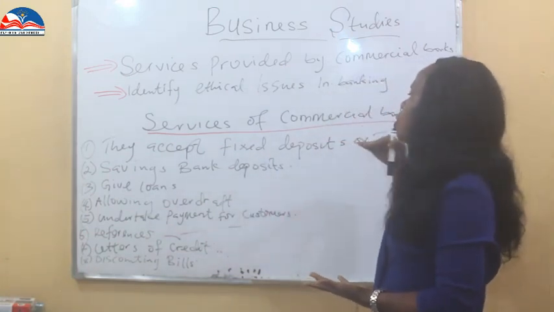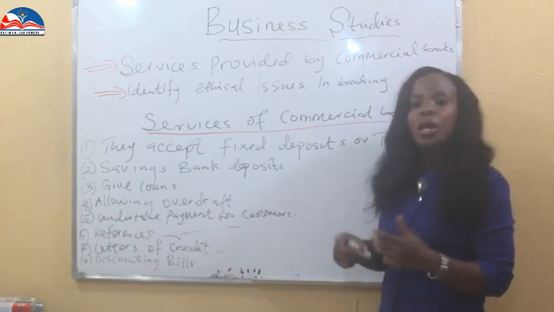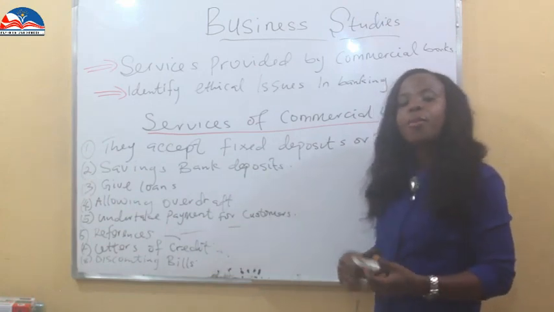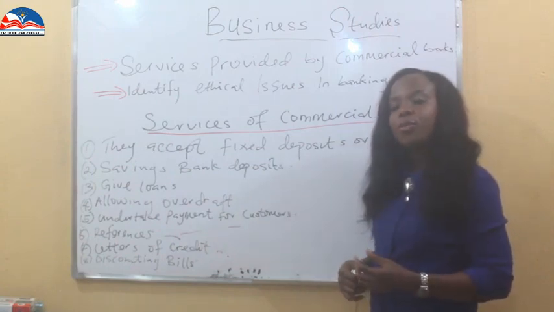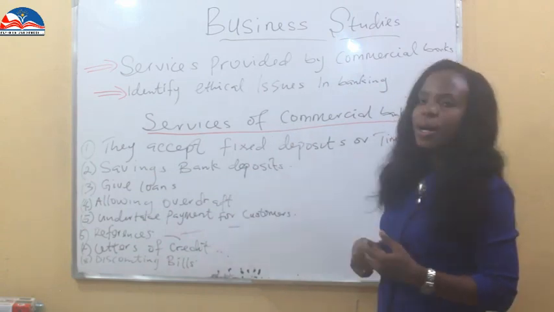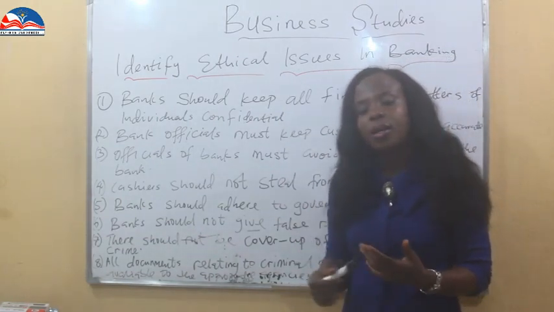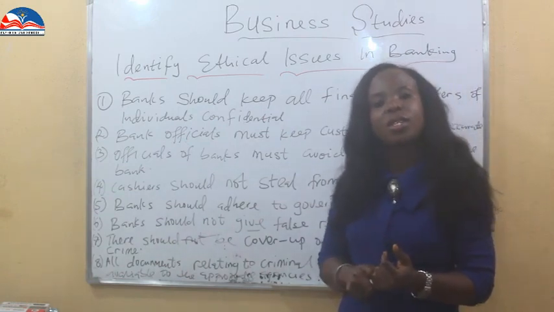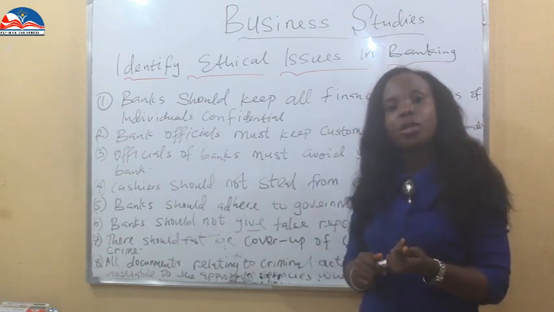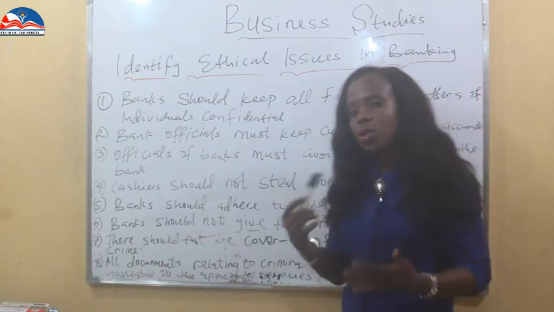Now, having seen the services of commercial banks to us, we want to identify some ethical issues in banking that we have to know so that we know our rights from our wrong, and we know when our rights are trampled on. So let's see the second area we want to cover in this class: ethical issues in banking. Ethical issues. What are those things that the bank have to do, and those things they don't have to do? The do's and don'ts. Let's see some of these issues as we discuss this topic.